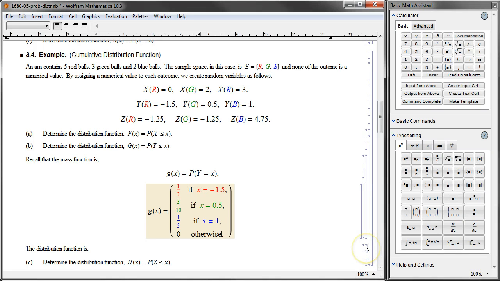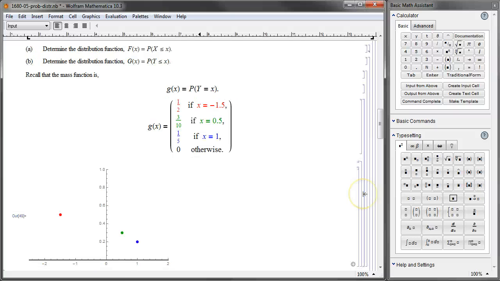How about the distribution function? Oh, before that, let me show the graph of it. We have those red, green, and blue dots. Those are the probabilities of these three x values, otherwise all 0.